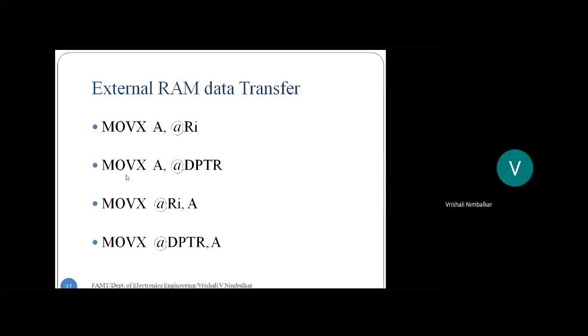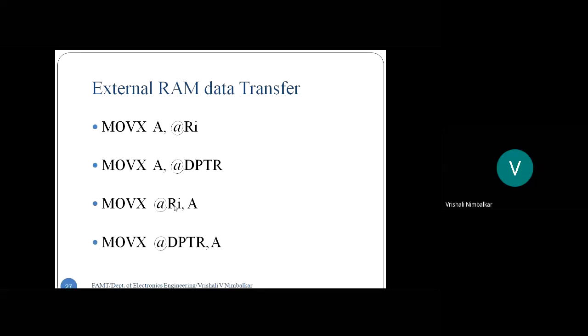And the last two instructions, MOVX @Ri, A: memory is the destination pointed by Ri and the accumulator is the source. So data from the accumulator is copied to the external RAM memory pointed by Ri.